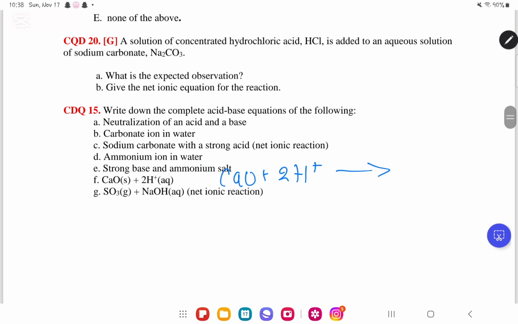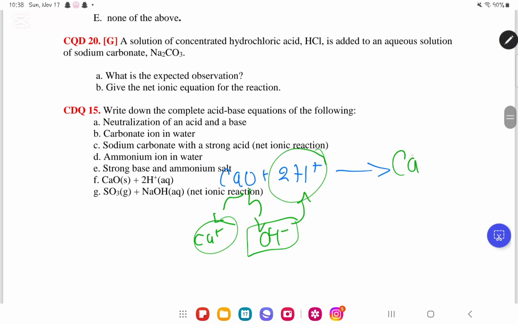Let's break them into their ions. This becomes Ca2+ and O2-. But now, like you see, chemistry is all math. Where did you get the O from? This is the ion that contains O. But if I'm gonna add it to the 2H+, it's definitely gonna give me, first of all, it's gonna leave me this ion, Ca2+, and give me water. Okay, so it's all about mixing and matching and math in chemistry.